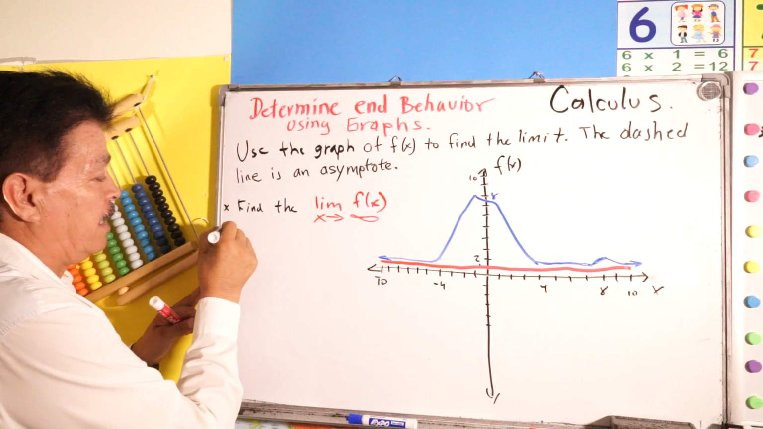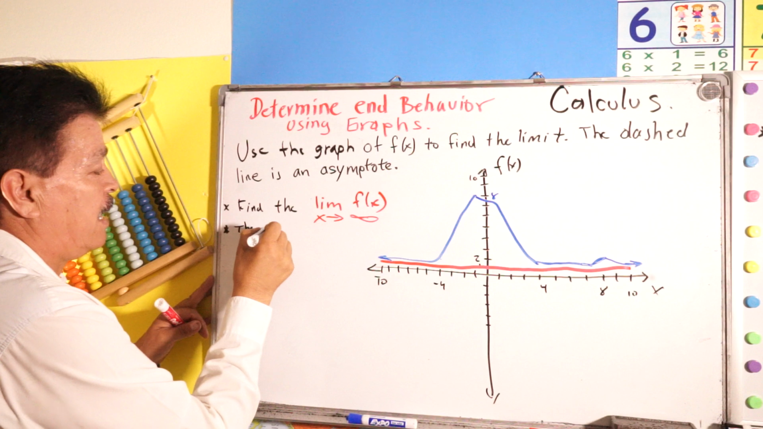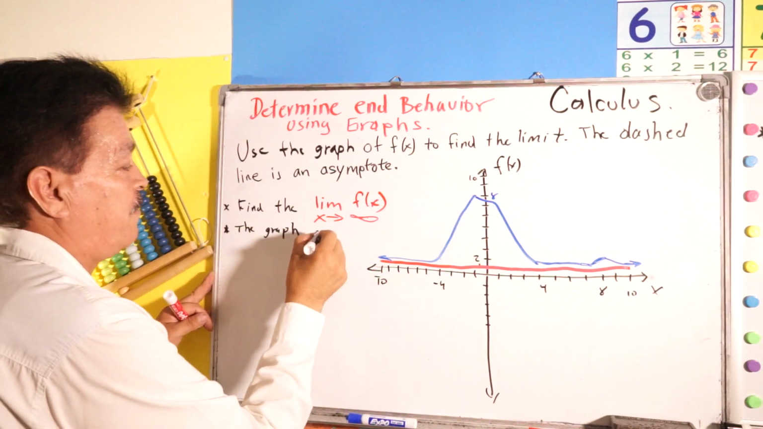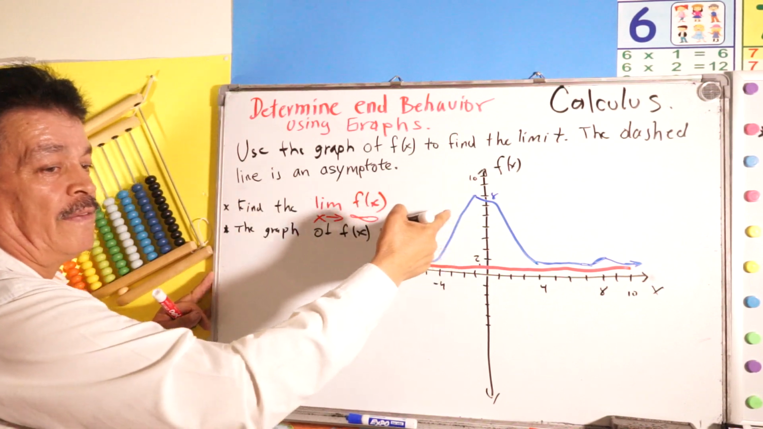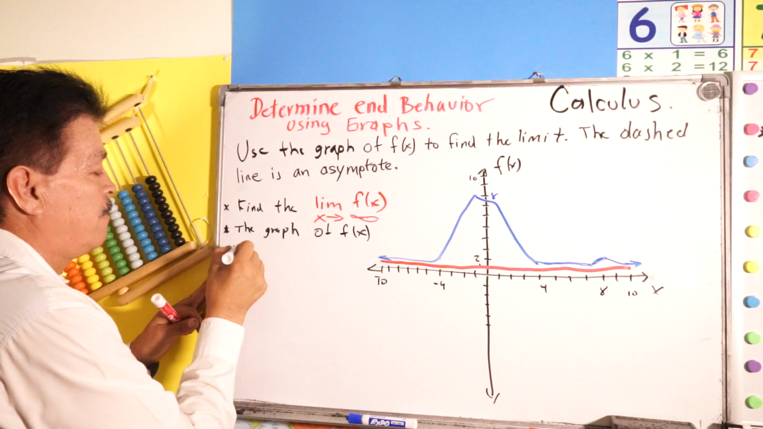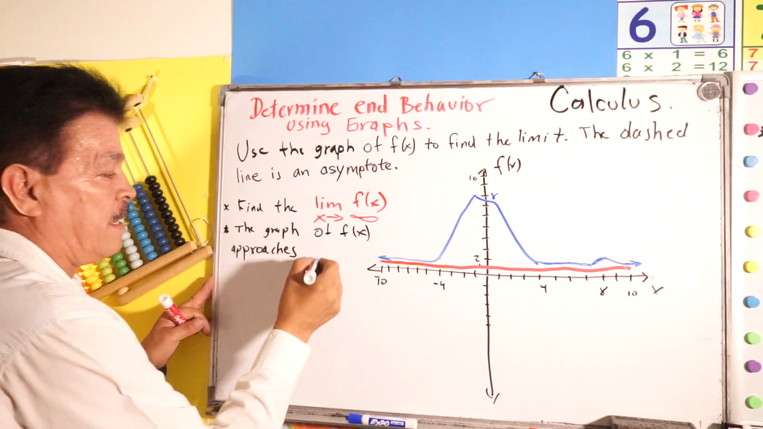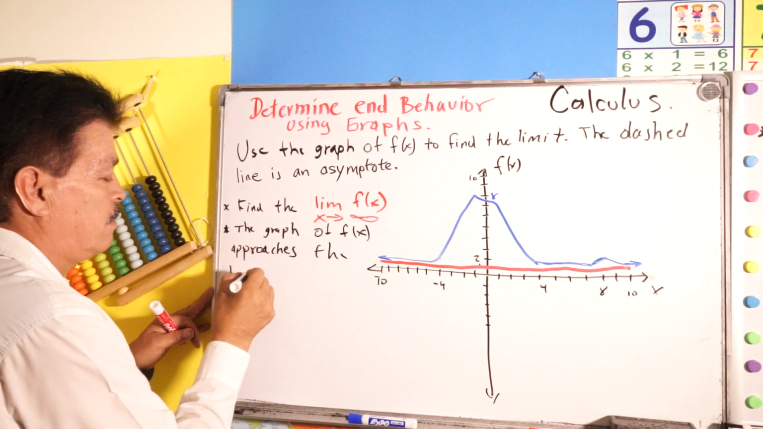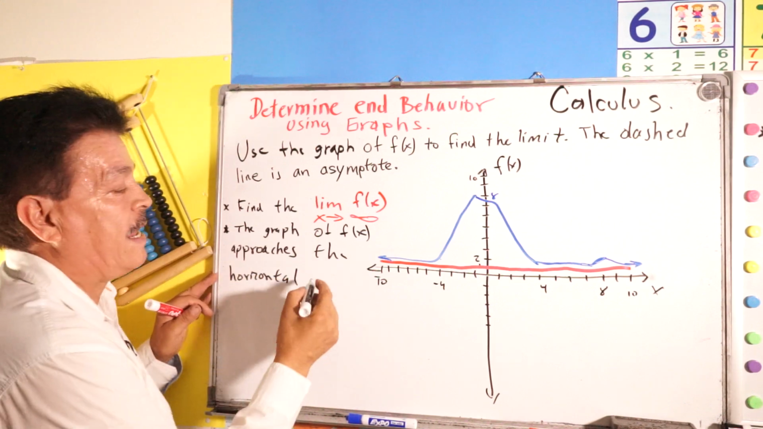Let me write it right here. The main point: the graph of f(x), this graph, approaches the horizontal asymptote.